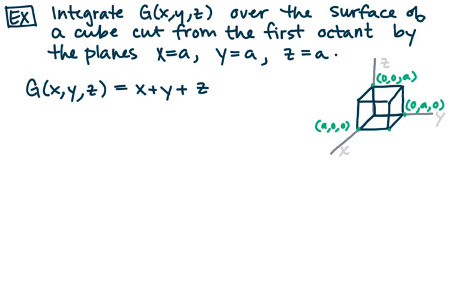In this example, we're going to integrate the function over the surface of this entire cube, which is cut from the first octant using the planes x equals a, y equals a, and z equals a. Since this cube has 6 different surfaces, essentially we need to perform 6 different integrations.